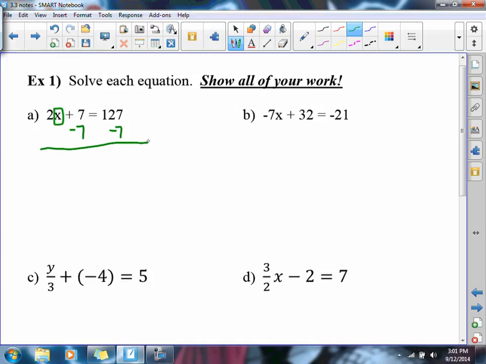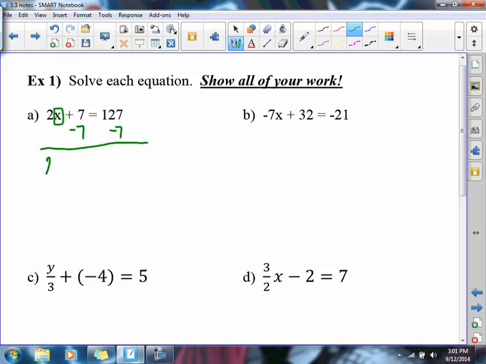Now, sometimes students want to subtract the 7 from the 2x. They like to subtract the 7 from every single thing that they see. But remember, what you do to one side of the equation, you do to the other side of the equation. So if I subtract 7 on the left side, I don't have to put another subtract 7 under the 2x because he's still on the left side of the equation. So just write it one time on this side and one time on the right side under the 127.